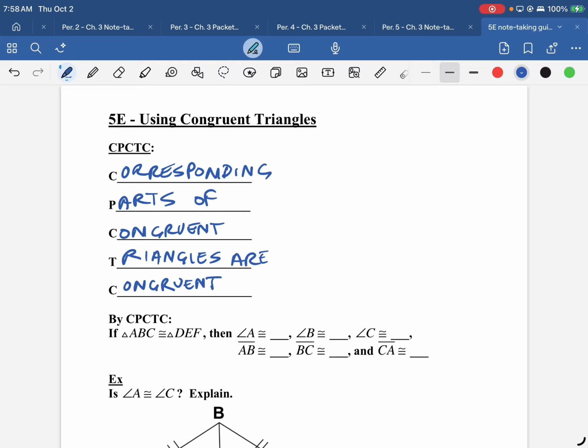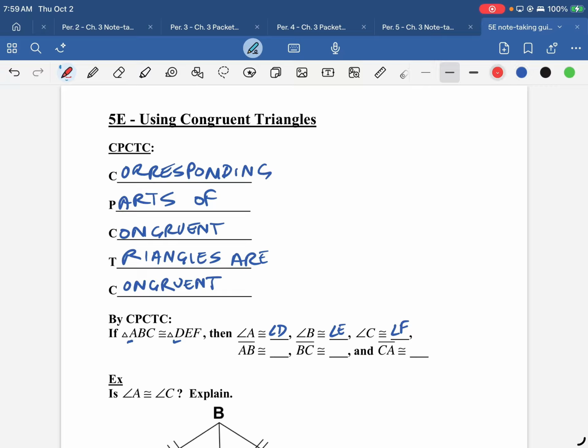So, if you've got two congruent triangles like triangle ABC and DEF, well, angle A would match up with angle D, so those would be corresponding parts of those two triangles because they're both in the first slot. So those would have to be congruent angles, and angle B matches up with angle E, angle C matches up with angle F. And you can do the same thing with the sides.